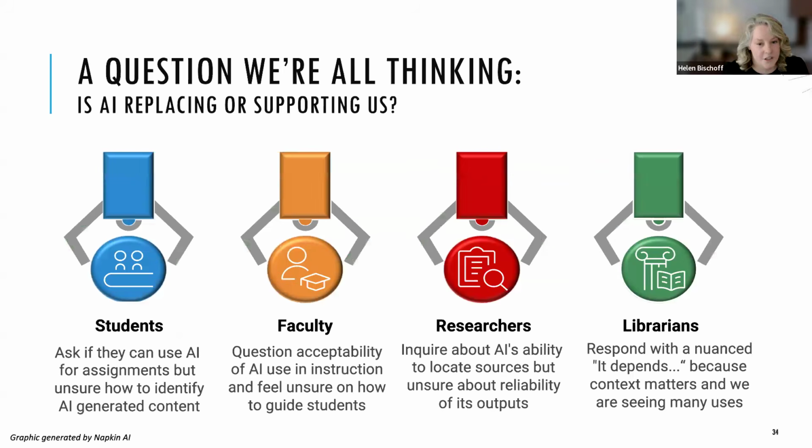So a question that I get a lot, and I think that a lot of people are thinking, is: is AI replacing or supporting us? And here's the way I think about it. What if the biggest risk of AI in research isn't that it's writing for us, but that we stop thinking critically about how we're using it?